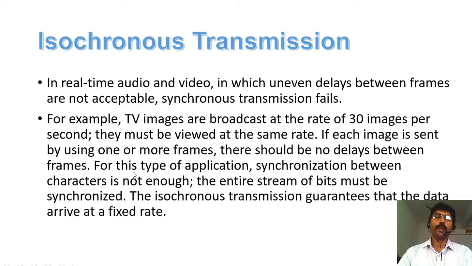For this type of application, synchronization between characters is not enough. The entire stream of bits must be synchronized. This can be done by isochronous transmission, and this transmission guarantees that the data arrives at a fixed rate. Today, where speed is important, especially in audio and video applications, where data may be corrupted but frame rate is important, in those situations isochronous transmission is used.